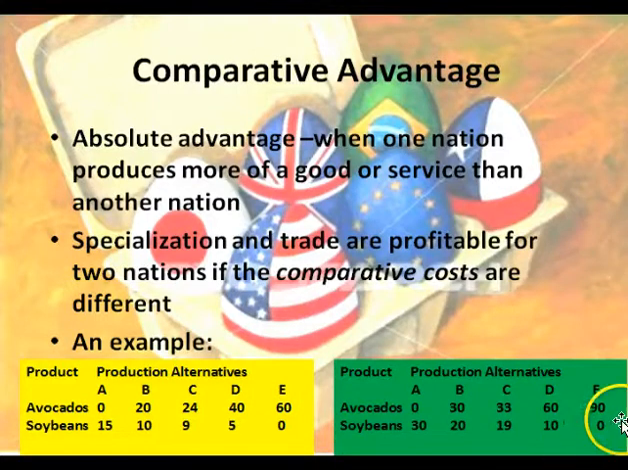So if the U.S. can produce a maximum of 90 tons of avocados and 30 tons of soybeans, we reduce that down. Each is divisible by 30. So we have 1 ton of soybeans costs 3 tons of avocados, whereas we divide everything by 3 to figure out 1 ton of avocados costs 1/3 a ton of soybeans. 1/3 is larger than 1/4, so Mexico should produce avocados and the United States should produce soybeans.